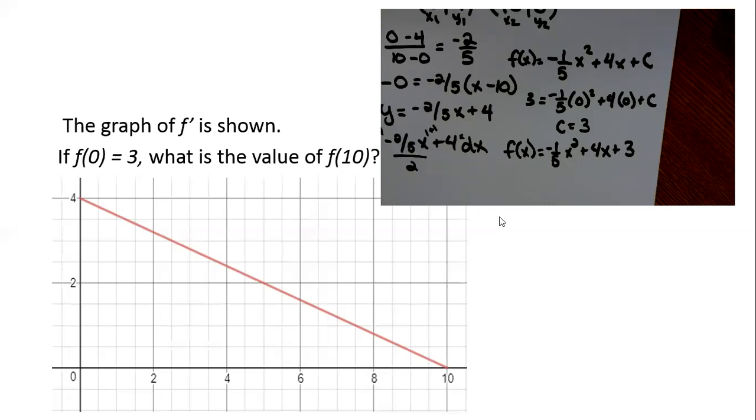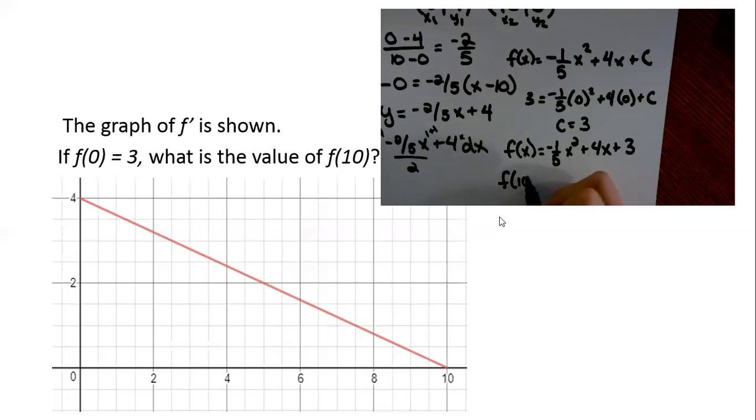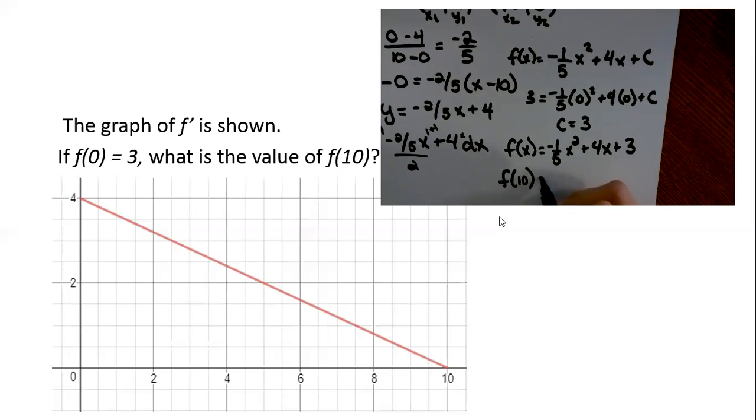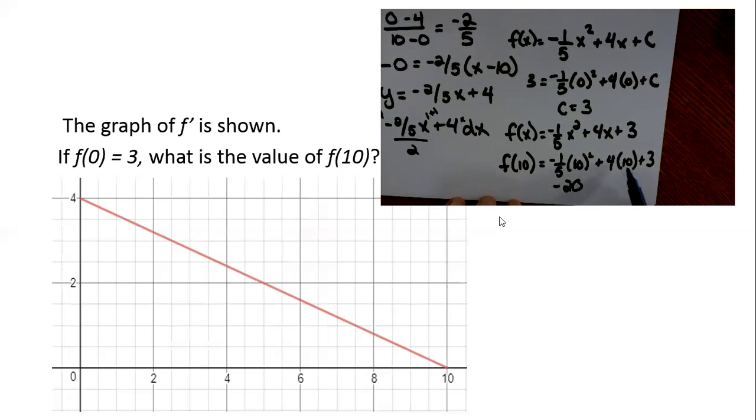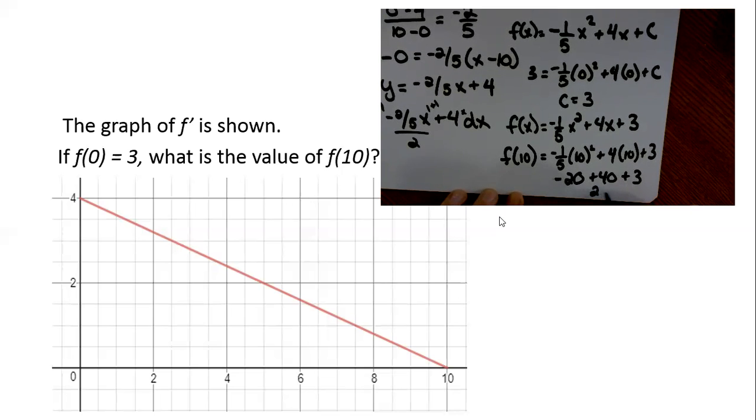The question says, what's the value of f of 10? So to find f of 10, I plug it in. I have negative 1/5 times 10 squared plus 4 times 10 plus 3. So that's 100, and then 100 divided by 5 is 20, so that's negative 20 for the first piece. And then I get 4 times 10, 40 for the second. So negative 20 plus 40 plus 3, it looks like f of 10 is 23. So that would be my final answer. f of 10 is 23.